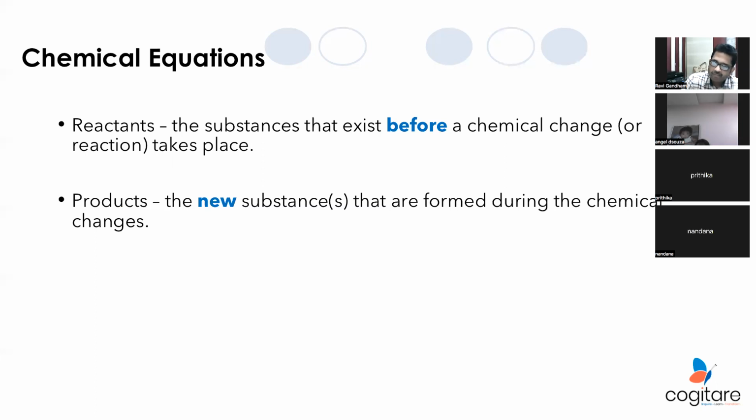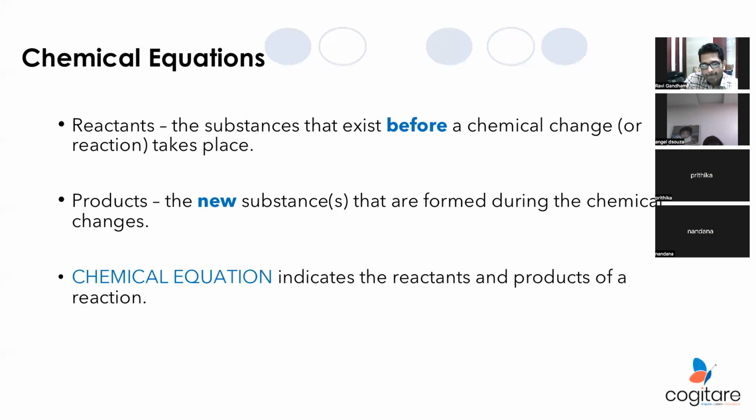Yeah. So these are definitions. The substances that exist before a chemical change are called reactants, and the substances that are formed after a chemical change are called products. That's fine? Yes, I've taken it down. And the chemical equation indicates the reactants and products of a reaction.